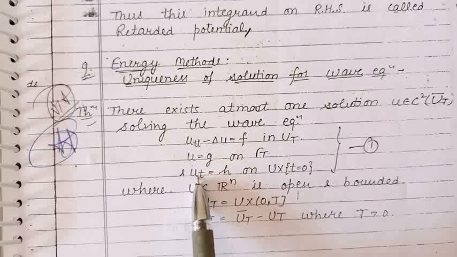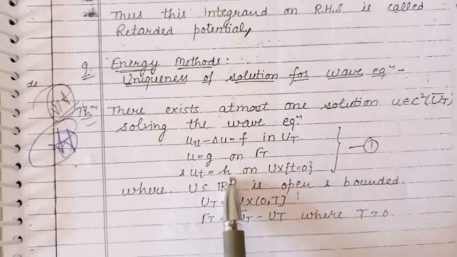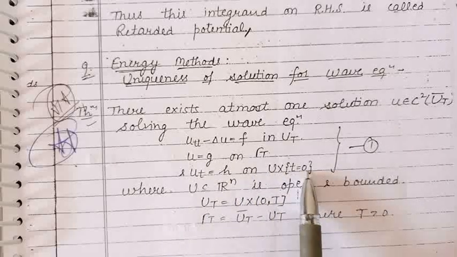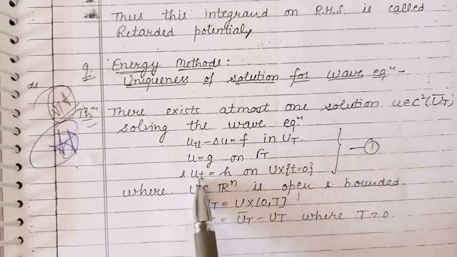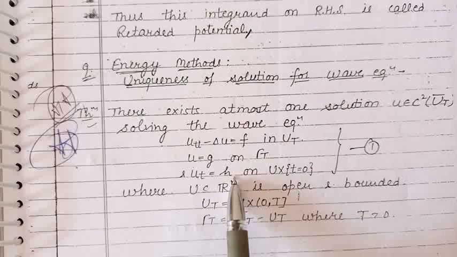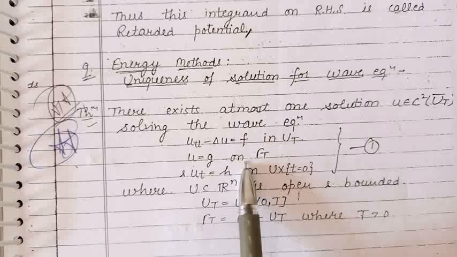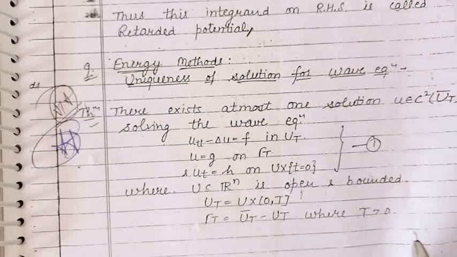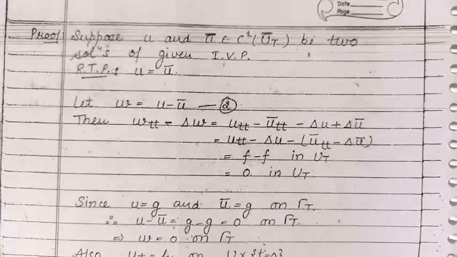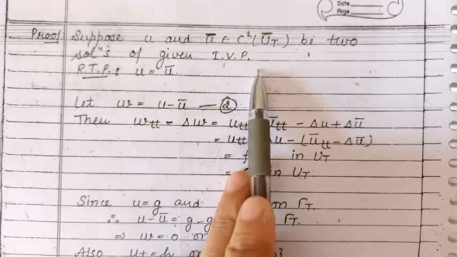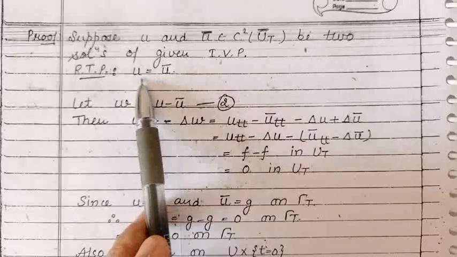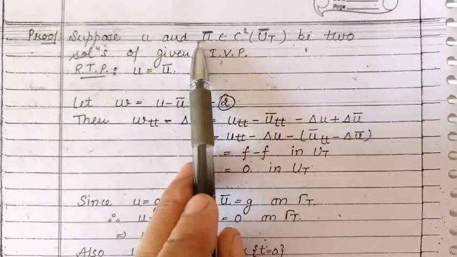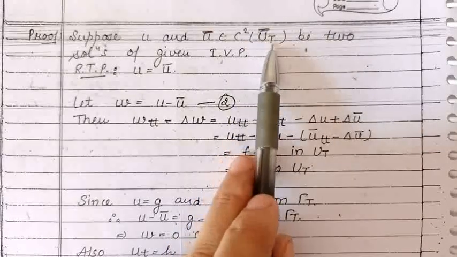Next condition is the partial derivative of function u with respect to t is h on U cross t equal to 0. It means when time is 0, then the partial derivative of function u with respect to t has the value h. So we are to prove the uniqueness of solution of this initial value problem. In this problem, capital U, which we have used here, is an open and bounded subset of n-dimensional real Euclidean space. Now, to prove the uniqueness of solution, let us assume two solutions u and u bar for the given initial value problem. We have to show that these two solutions u and u bar are the same. u and u bar both are twice continuously differentiable functions on the closure of U_T.